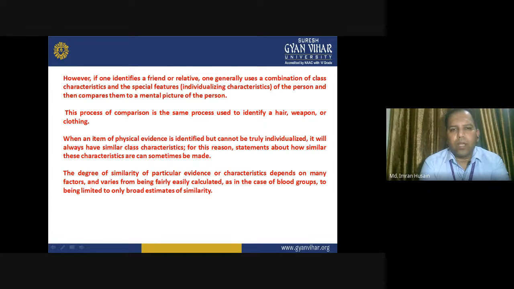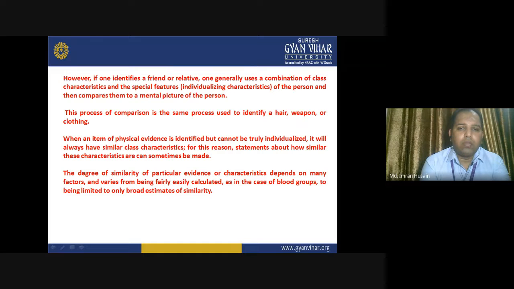This process of comparison is the same process used to identify a hair, weapon, or clothing. When an item of physical evidence is identified but cannot be truly individualized, it will always have similar class characteristics. For this reason, statements about how similar these characteristics are can sometimes be made. Okay, if anything is observed in physical evidence that cannot be identified on an individual basis, then mutual studies are carried out.